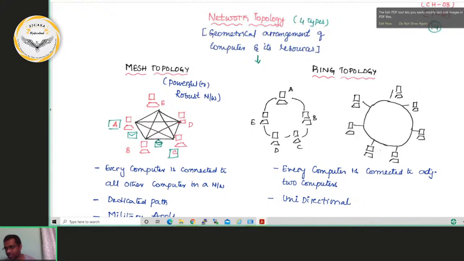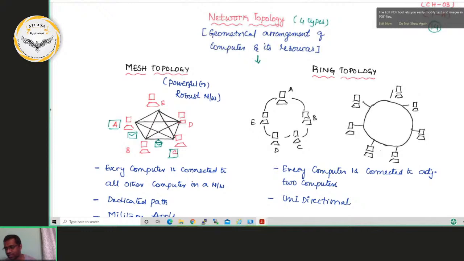After that, we have a star topology. Star topology is nothing but it is equivalent to a peer-to-peer network, where you will be having a central controller, and to the central controller all the computers are connected. That is called as a star topology.